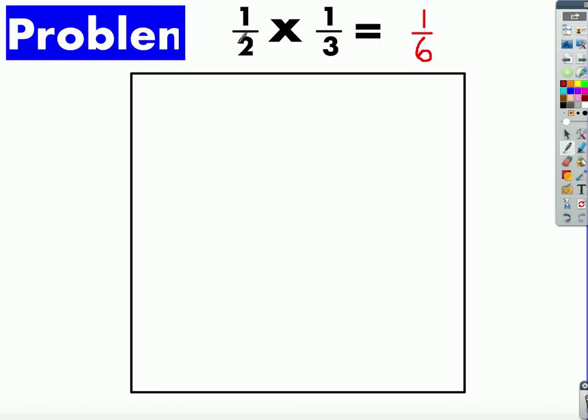Now, a lot of people will look at that and say, well, wait a minute, I started with a half, I ended up with a 6. When I'm multiplying, I should get bigger. Well, you got to remember we're not multiplying by one whole here or anything bigger than one whole. We're multiplying by something way less than one whole. So yes, it is going to get smaller. Okay, so we multiply top times top, bottom times bottom.